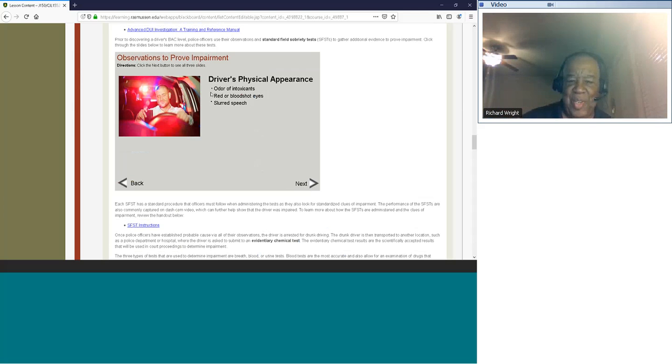Driver's physical appearance, such as odors, red or bloodshot eyes, slurred speech. Now, I have seen situations where slurred speech alone is not adequate, because I have seen stroke victims who were initially charged with driving under the influence, but then it was established that they were having a stroke, and the charges were dismissed. But these generally are some indicators that a person is driving under the influence.